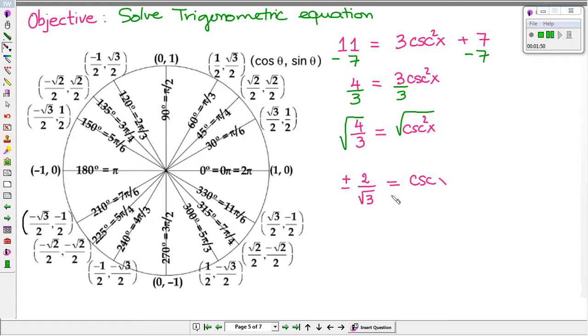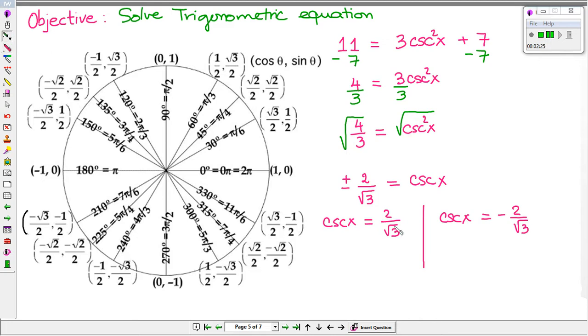So this is the combination of two equations. I can write each one of the individual equations. So I have cosecant of x equals 2 over square root of 3, and I have cosecant of x equals negative 2 divided by square root of 3.